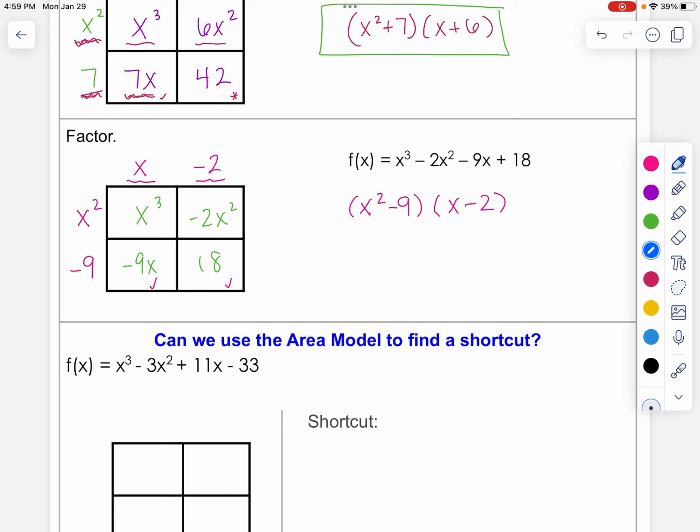Now at this step, remember, we need to check to see if we can factor anything more. And in this problem, we can. We have x squared minus 9, which is a difference of two squares problem.